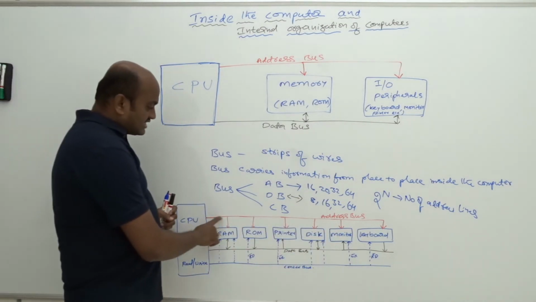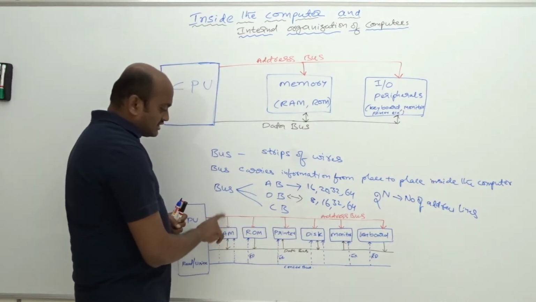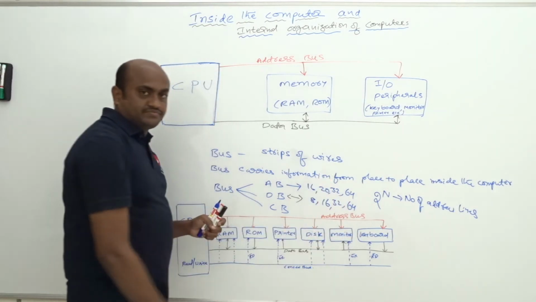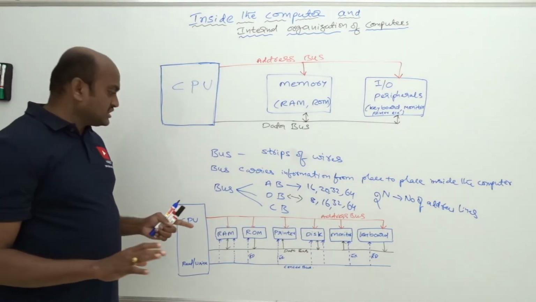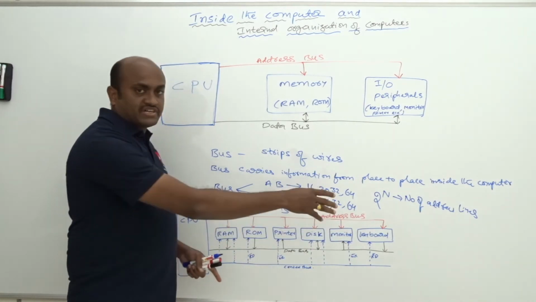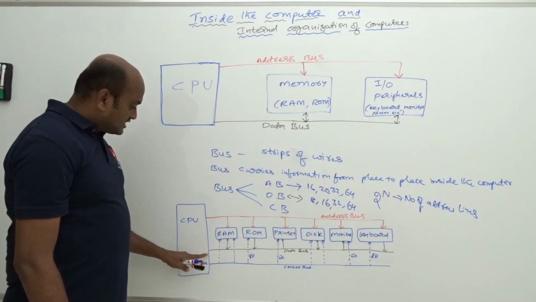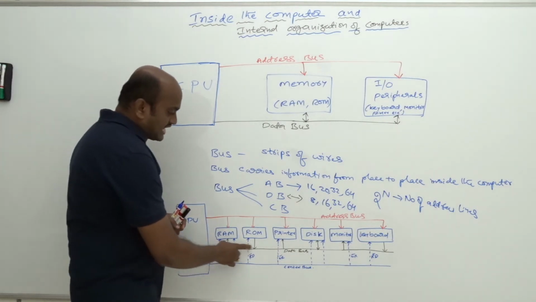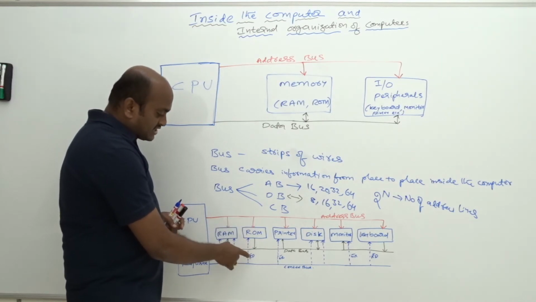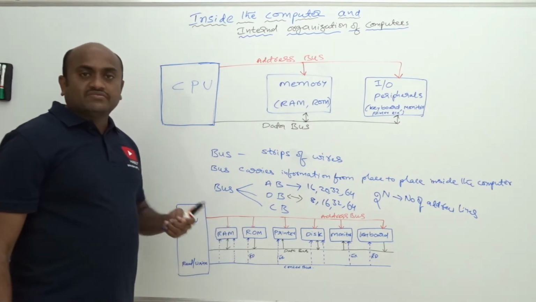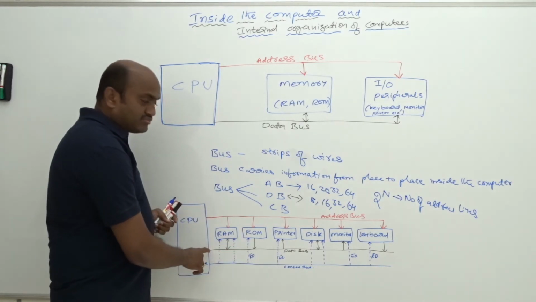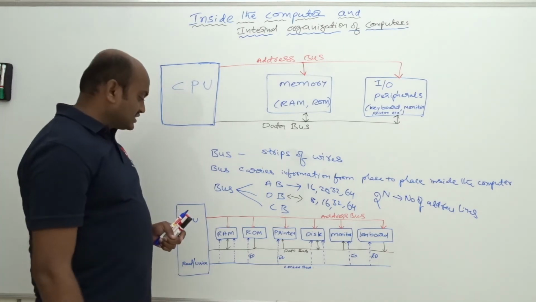You can see the red one is the address bus, which is only unidirectional. It is connected to RAM, ROM, printer, disk, monitor and keyboard. So there is no change in the arrows. All the arrows are coming from the CPU towards the devices. Whereas the data bus, which is black in color here, is bidirectional with RAM, but only in one direction with ROM, because we cannot write to ROM, we can only read from the ROM memories. So the CPU is just reading from the ROM memories. It is not writing into the ROM memories.